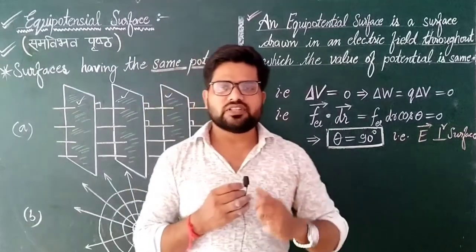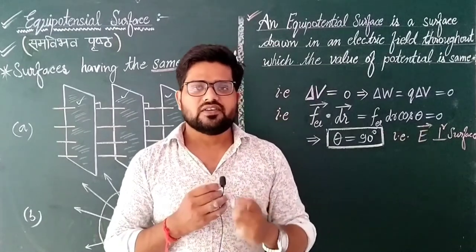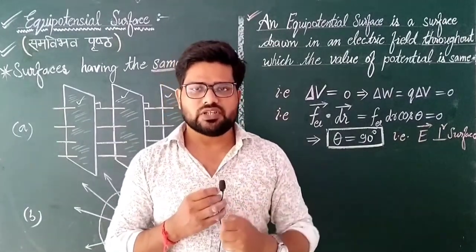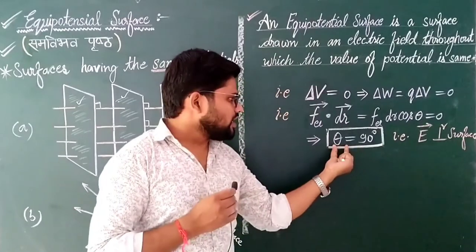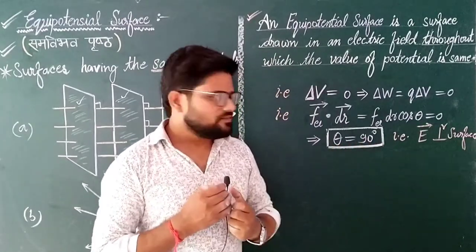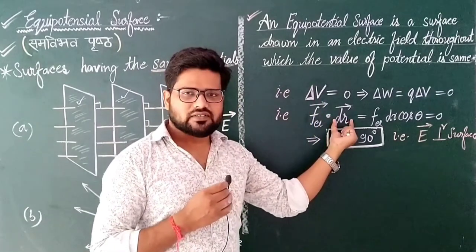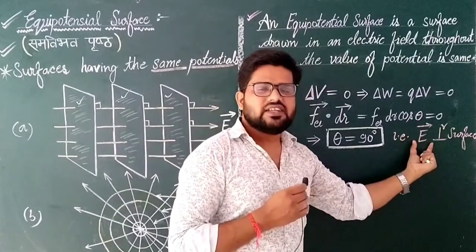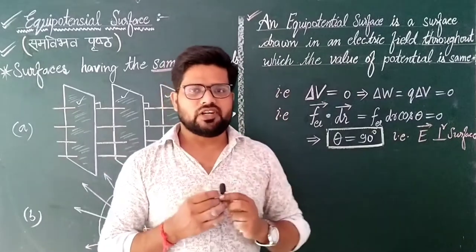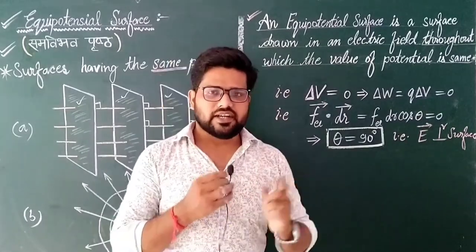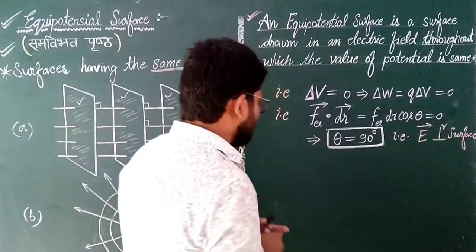Dear friends, for the equipotential surfaces, the potential difference is zero, but it is not essential that the electric force or displacement should be zero. So definitely the value of cos theta is zero, and that is theta equals 90 degrees. The result is that the electric force is perpendicular to the displacement. That is, the electric field is always perpendicular to the equipotential surfaces. So the first property of the equipotential surface is that the electric field is always normal to the equipotential surface. Note down the property.